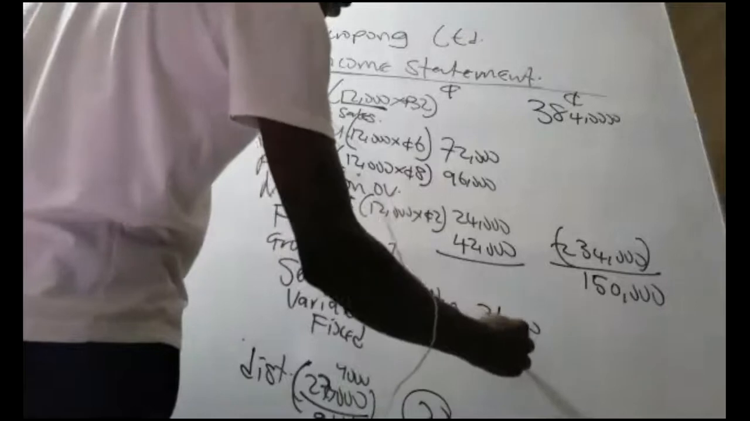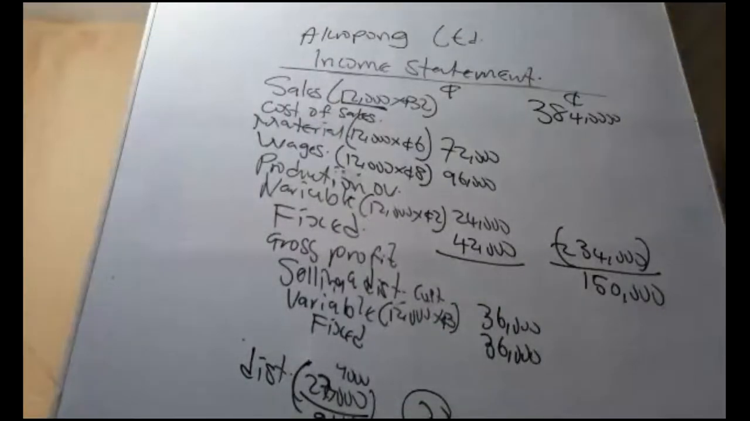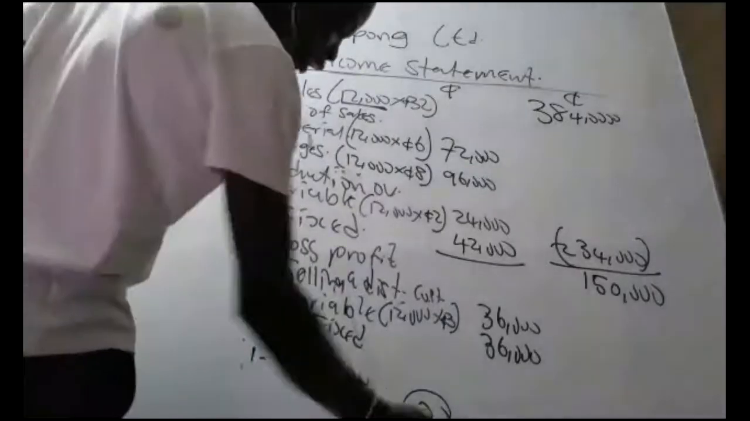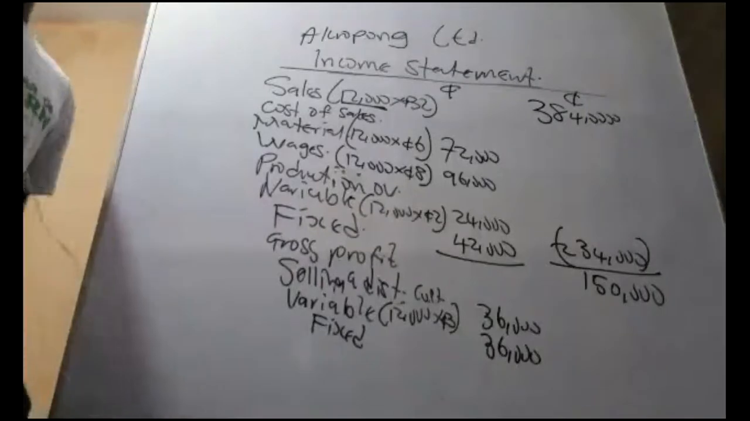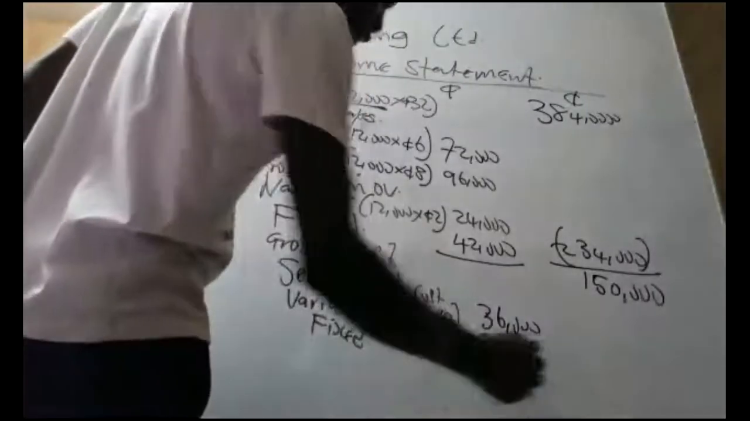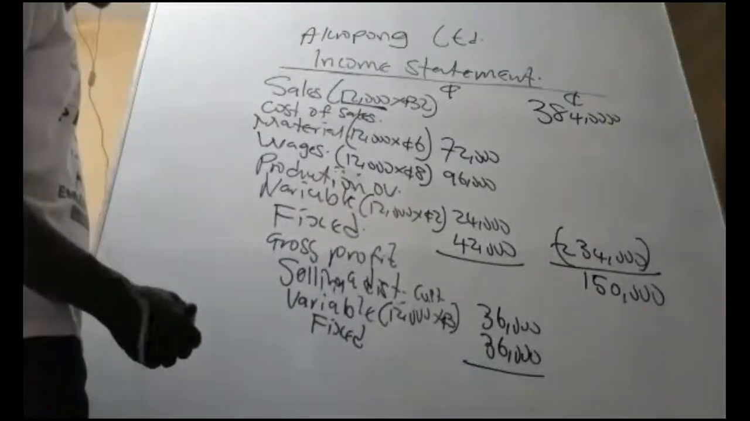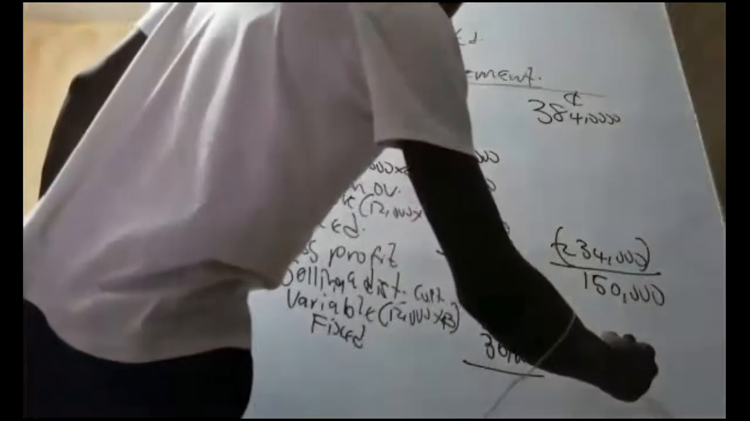The fixed is 36,000. What a coincidence. I like this question, but I really like this question. There are a lot of coincidences in it. Putting them together, they get 72,000. So you'll be 72,000.